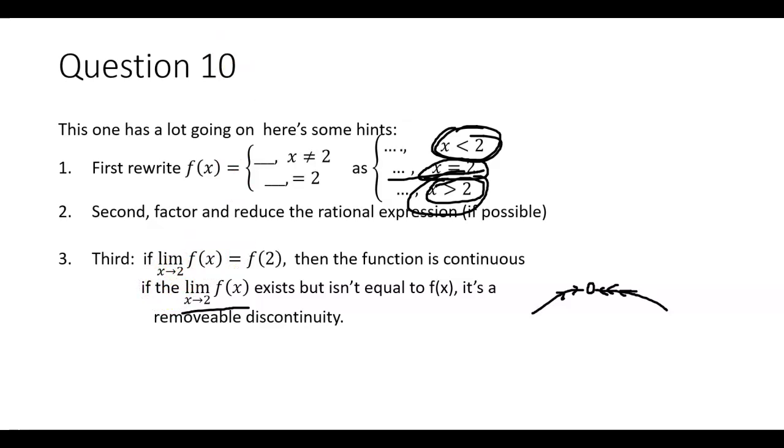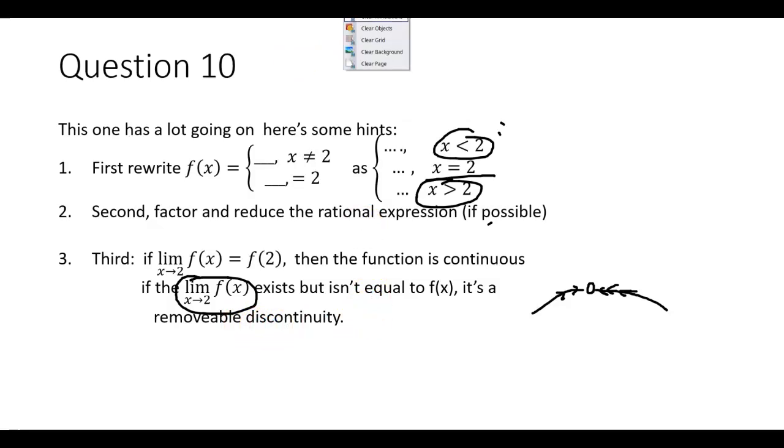Okay, so we have two situations. If the limit exists, in other words, the top piece and the bottom piece are equal, and the function exists, which is this middle piece, and those two things are the same, then it's continuous. But if it turns out that the limit exists because the top piece and the bottom piece are the same, but they're not the same thing as the middle piece, then that would be a removable discontinuity.